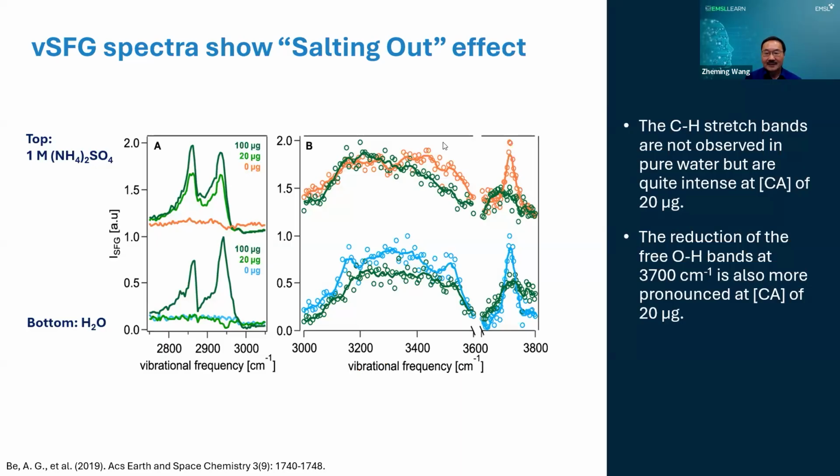And similarly, the same effect was also seen on the OH stretch frequency side. Just look at the orange points over there. Once we have the salt over there, the originally intense hydrogen-bonded OH stretch peaks are suppressed, even at 20 microgram. So it's very similar, and that complements what was observed in the CH stretch frequency groups there. Okay, that's the first example.